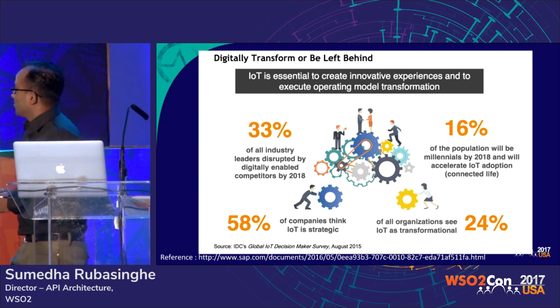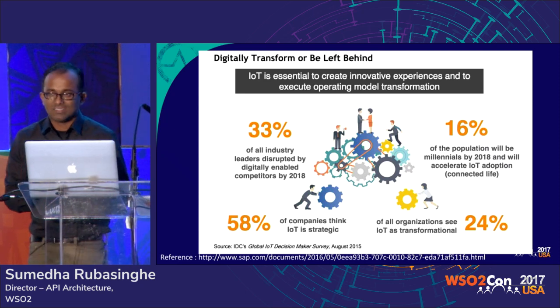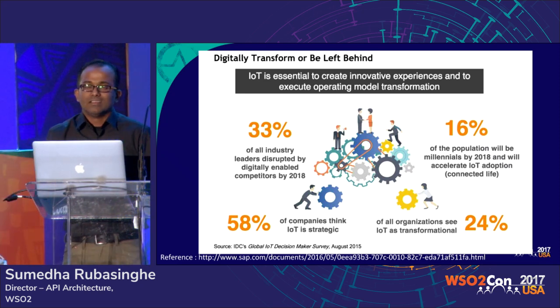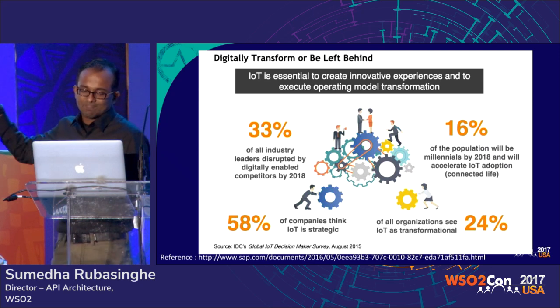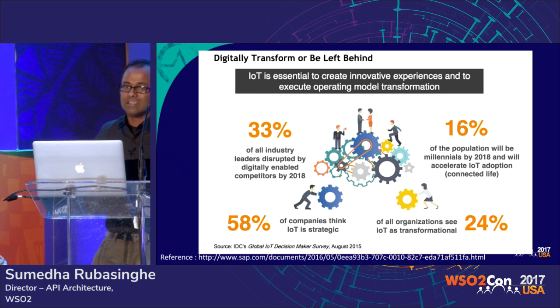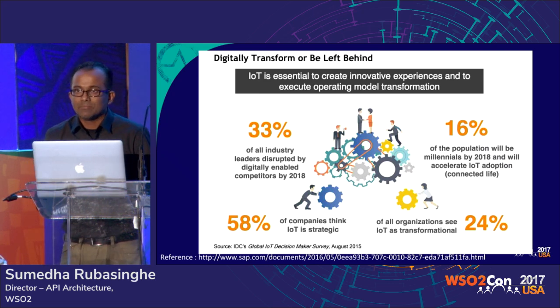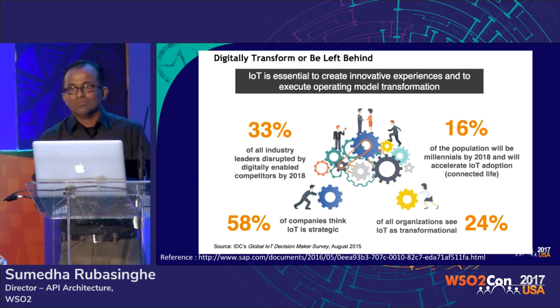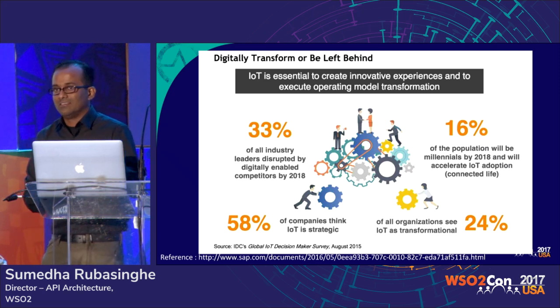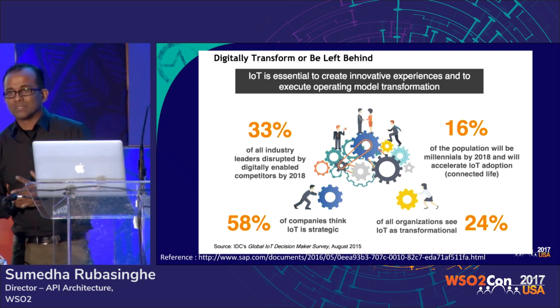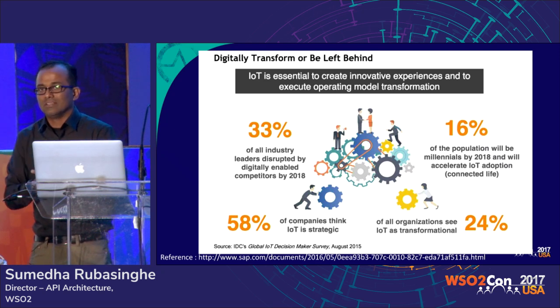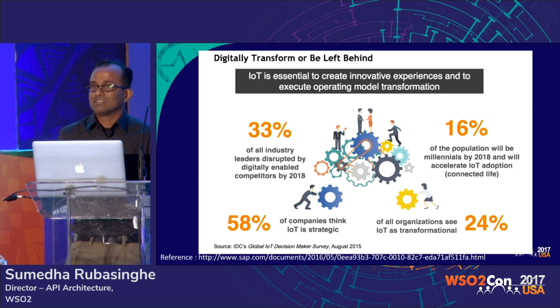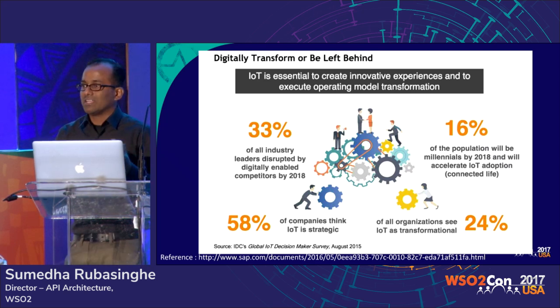Okay, to start with, I came across this particular infographic. I got it from SAP, the reference is down there. It says 33% of industry leaders are disrupted by digitally enabled competitors. Yesterday, Sanjay was talking about Uber, right? Let's say you were running a taxi company, and probably you're one of those 33%, because somebody has done a better business with some devices integrated, and is much more productive and giving a better customer experience.